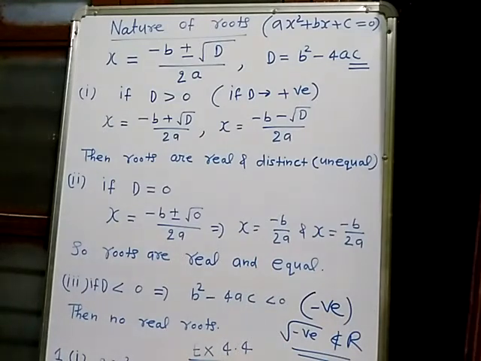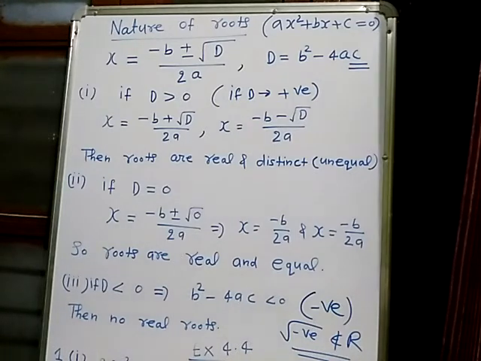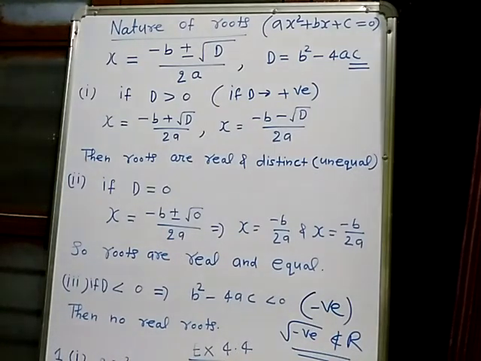For that we write a. What is a? 2. What is b? Minus 3. What is c? 5. So we got a is 2, b is minus 3 and c is 5. Write down these things. Then we will find the discriminant D. What is D? D is equal to b square minus 4ac.